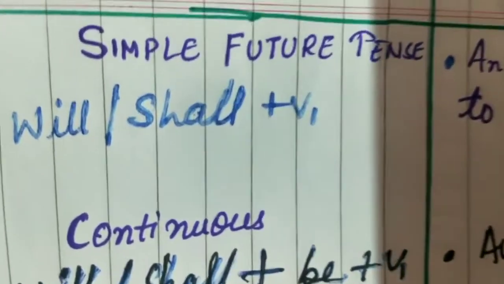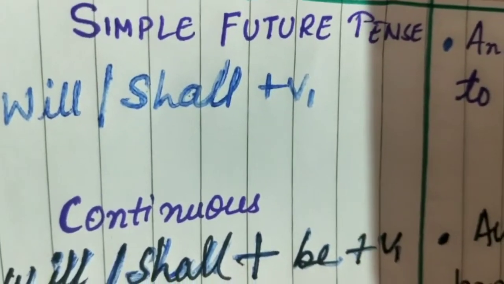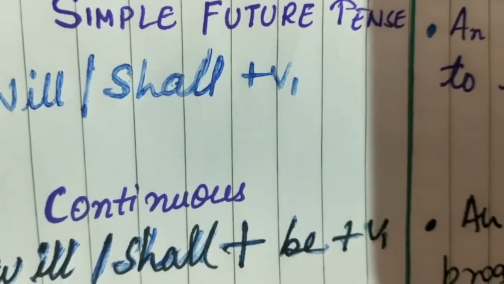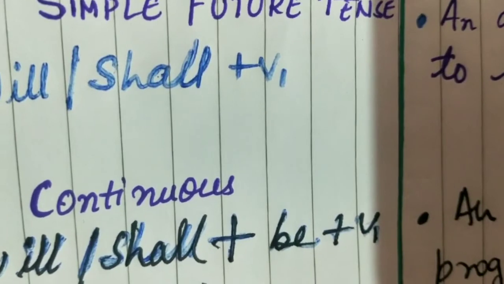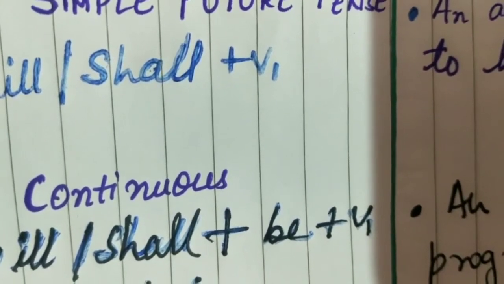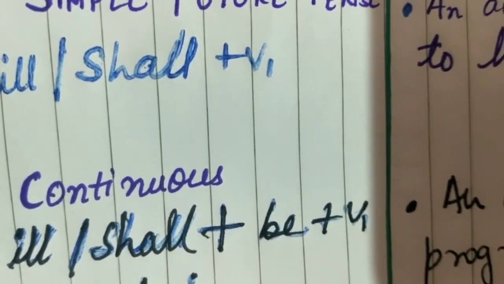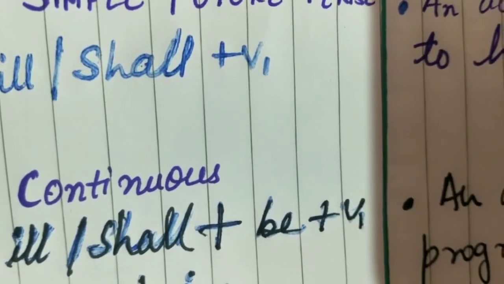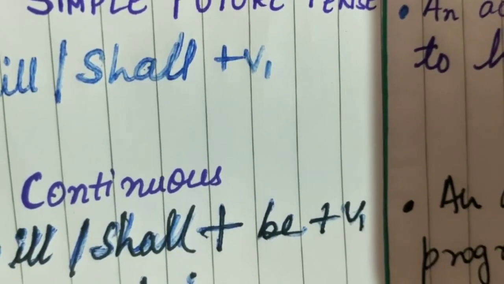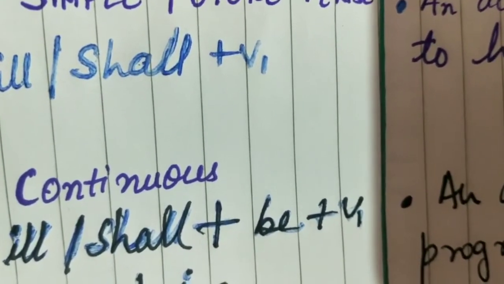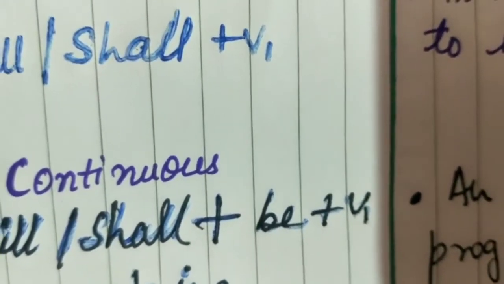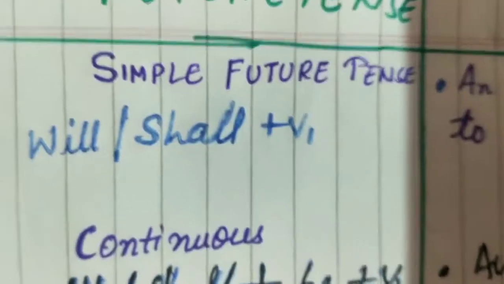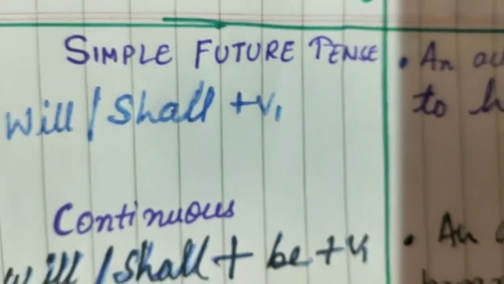Simple future tense is used to make an observation about a future action, or to express offers, promises, and decisions that are made at the time of speaking. Like, I will help you with the assignment, so that's an offer. I will write to you daily, that's a promise. It will be a fine day tomorrow, so that is an observation about a future action.